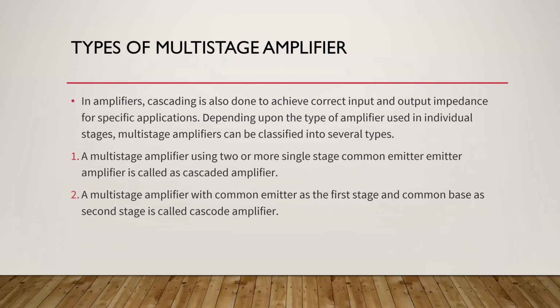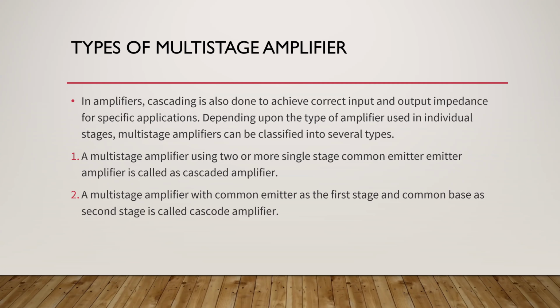Now let us see types of multi-stage amplifier. In amplifier, cascading is done to achieve correct input and output impedances. The cascading is also used to set or correct the input as well as output impedances for impedance matching purpose. Depending upon the type of amplifier used in individual stages, multi-stage amplifiers are of several types.